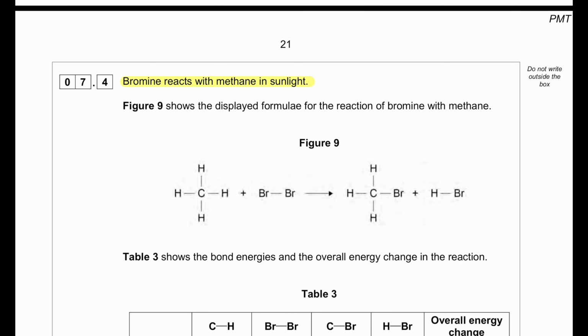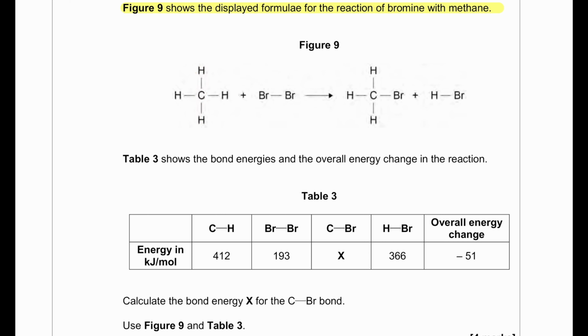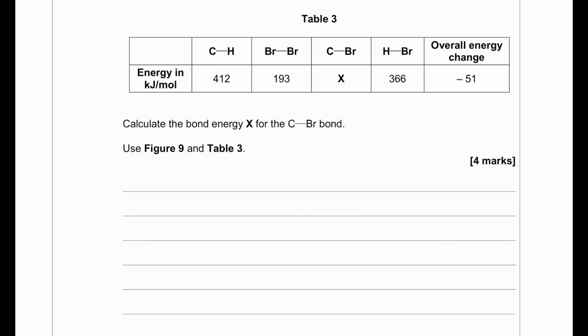Bromine reacts with methane in sunlight. Figure 9 shows the displayed formula for the reaction of bromine with methane. So we can see the methane has 4 hydrogens attached to the carbon, and bromine reacts with that methane and displaces a hydrogen, and forms bromomethane. Table 3 shows the bond energies for the overall energy change in the reaction. Calculate the bond energy X for the C-Br bond.